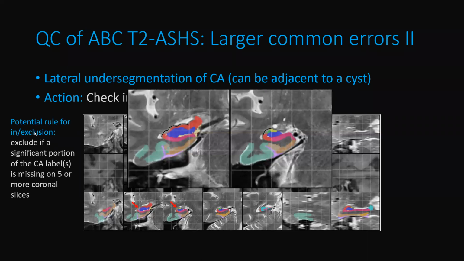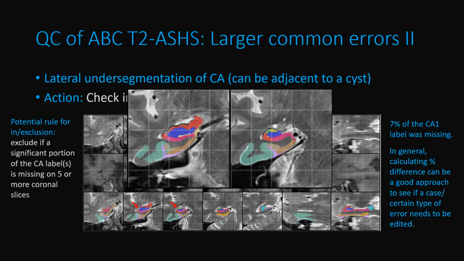All right. And then again, this was the potential rule for inner exclusion that I proposed, but again, you can completely decide for yourself. And actually, in this case, we added the CA1 label, so the red label, and found out that 7% of CA1 was missing in the original segmentation. And if you do group comparison, 7% is often much more than you would find. So 7% is really a big deal. So it's important to either add it or exclude. And that could be a general thing to do.